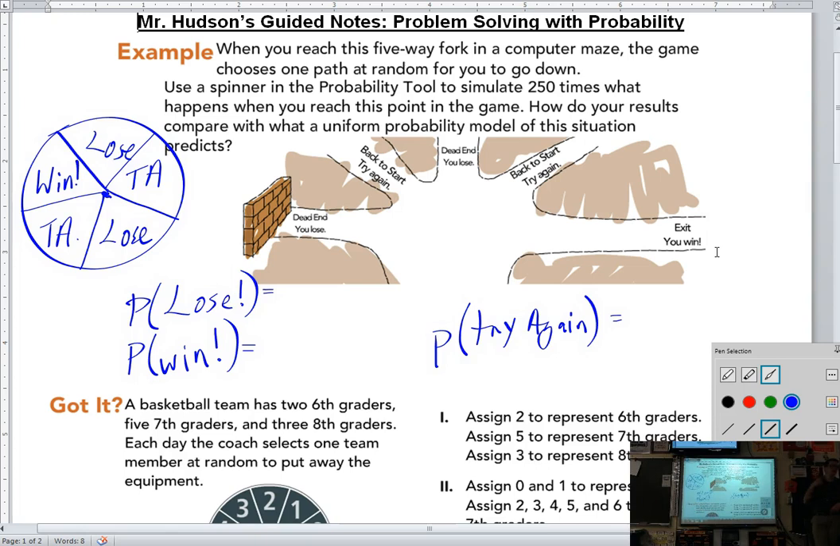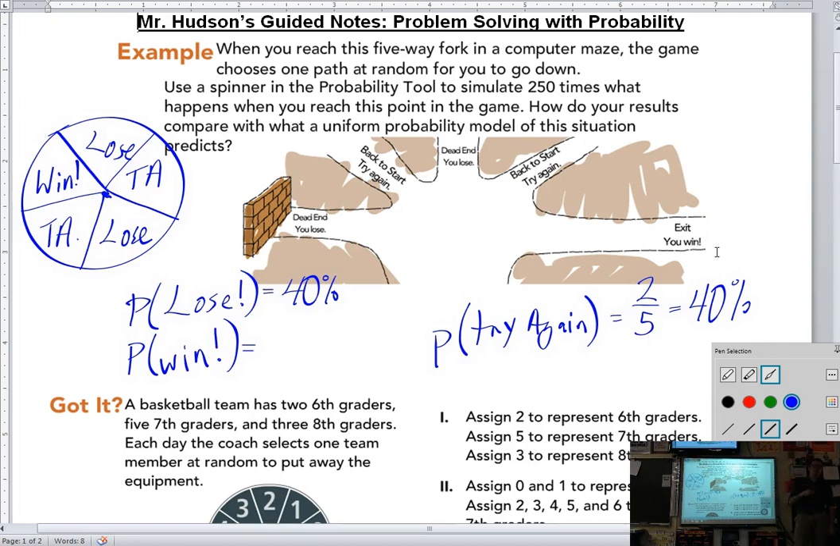What is the probability that you'll be trying again? Ashley? Yeah. Two wedges out of the five, which really gives us 40%. Julian, what's the probability that we lose? 40%. So, guys, what this just told me is I have a 40% chance that I'm going to have to try again. And when I try again, I have a 40% chance that I'm going to lose, or again have a 40% chance of trying again.